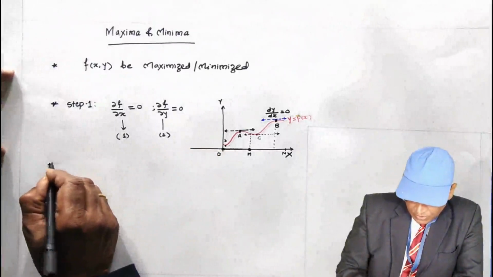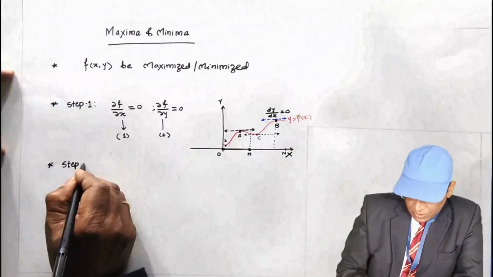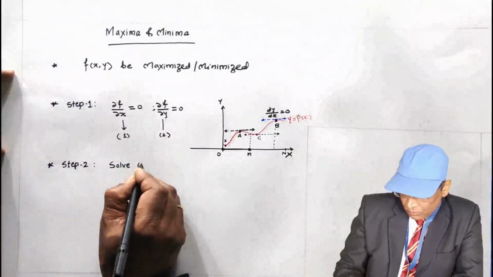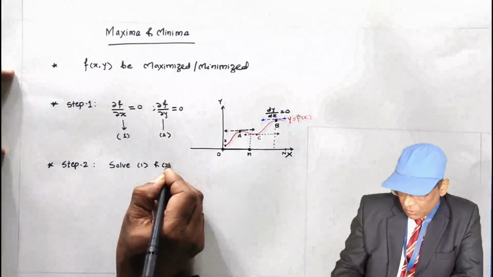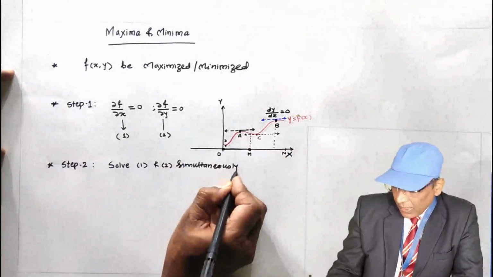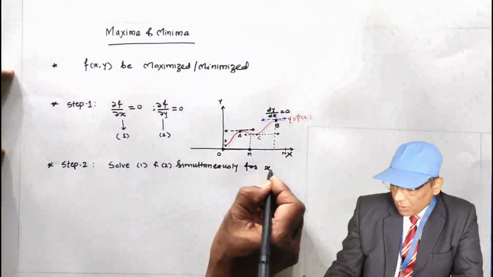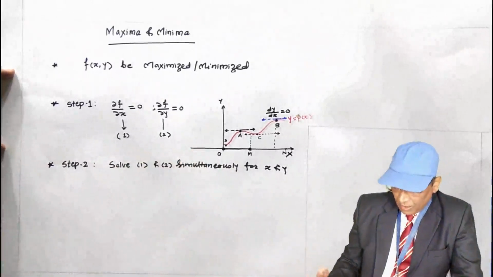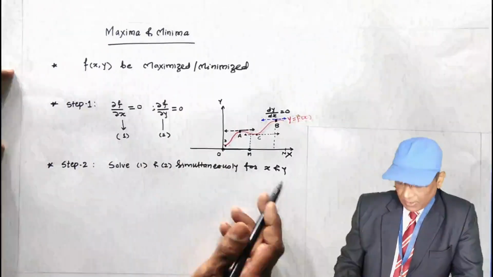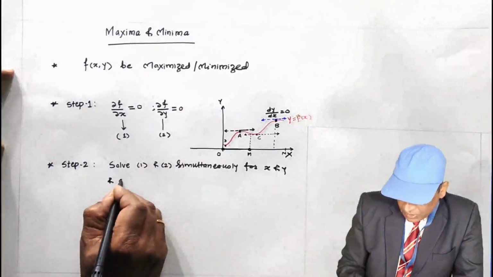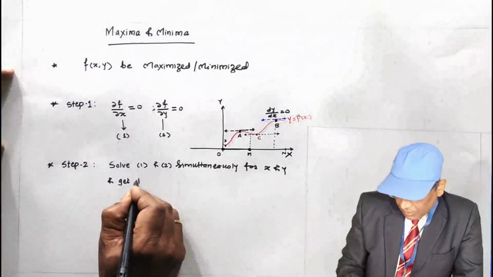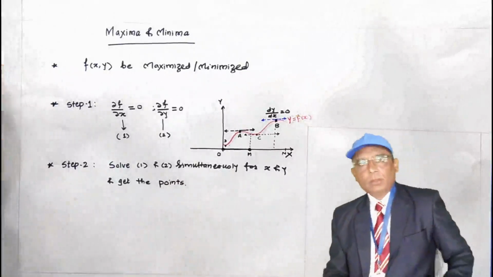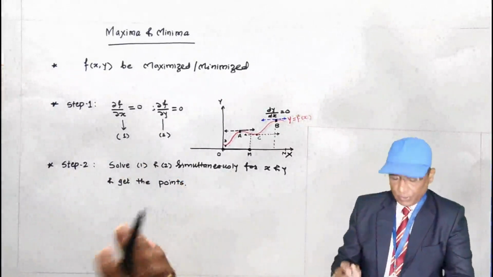Now, in the second step, once you get these two equations, equation 1 and 2, solve them simultaneously for x and y. For x and y means what? If you solve these two equations, you will be getting different values of x and y. Solve 1 and 2 simultaneously for x and y and get the points. Okay, when you solve these two, you will be getting some points.